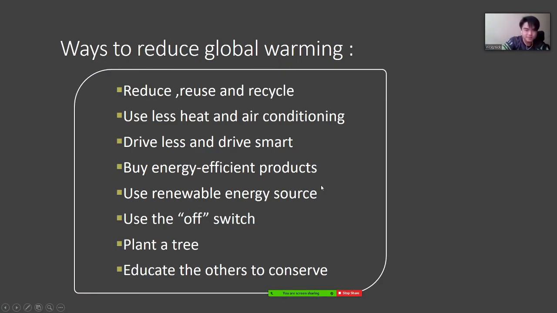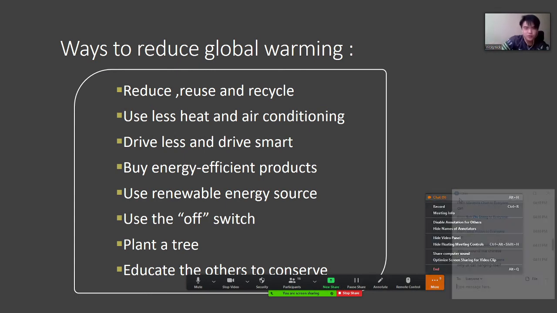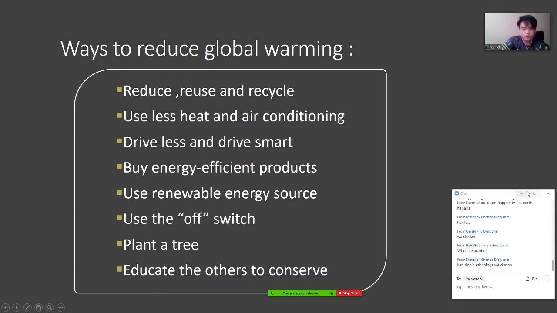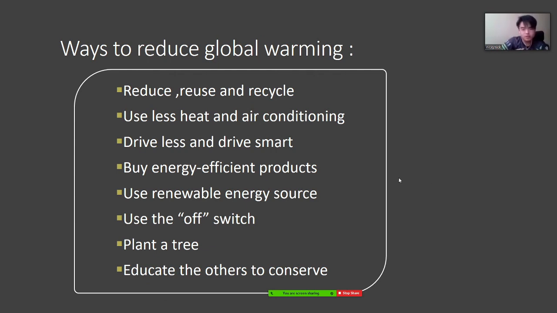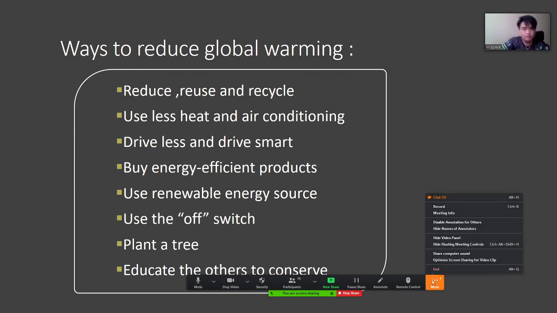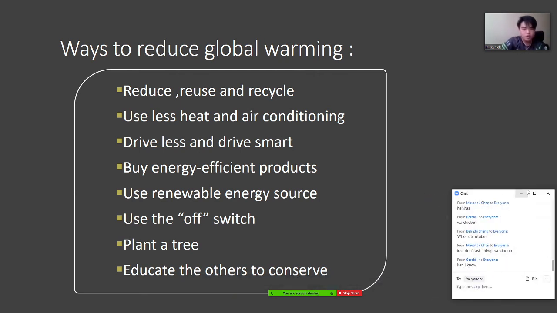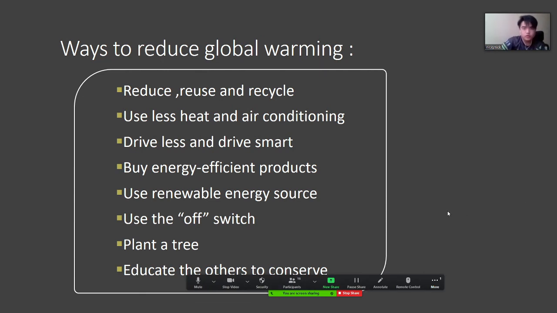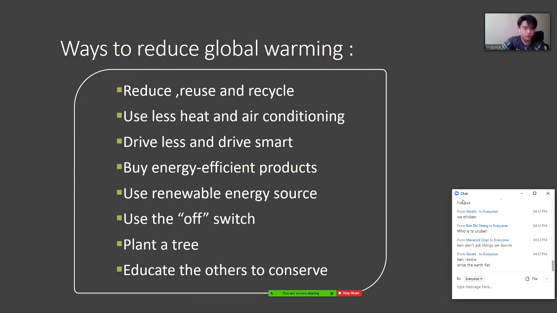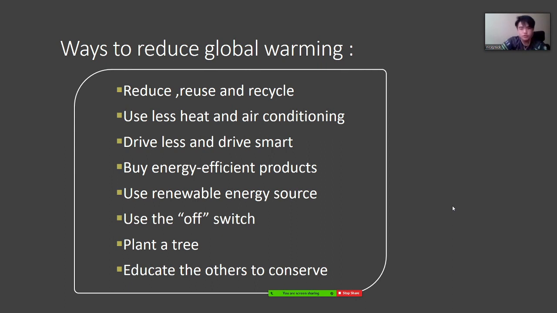And the last slide. These are the many ways to reduce global warming, which is to reduce, reuse, and recycle, the 3 Rs. And next is to use less heat and air conditioning. Next is drive less and drive smart, which is carpooling and so on. Next is to buy energy efficient products and use renewable energy sources, and always switch off your switches if you're not using them. You can even plant a tree and educate others to conserve. That's all.